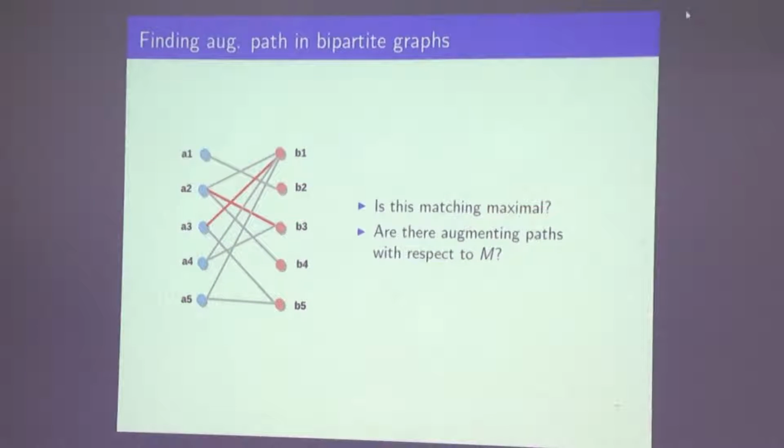Again, the red edges form a matching here. So is this matching maximal? So recall what is maximal. You cannot add more edges to it without removing anything. If this matching has to be maximal, then you cannot add more edges to it without removing any edges. Can you add more edges to it? Okay, what edges can you add?